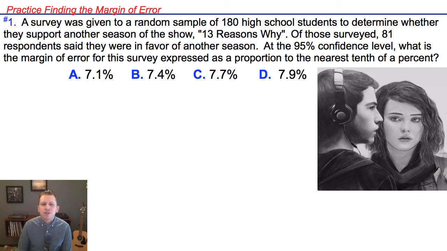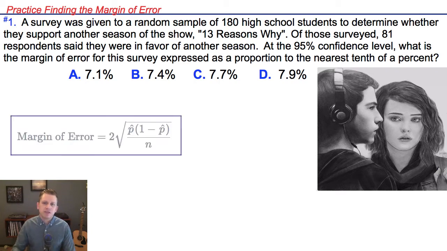In this problem, a survey was given to a random sample of 180 high school students to determine whether they support another season of the show, 13 Reasons Why. Of those surveyed, 81 students said they were in favor of another season. What is the margin of error for this survey? To answer this question, we'll use the margin of error formula.